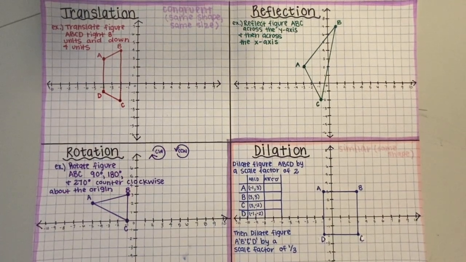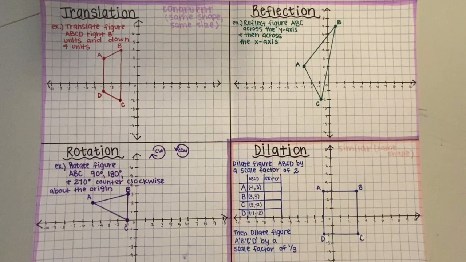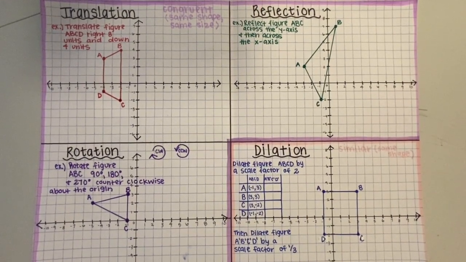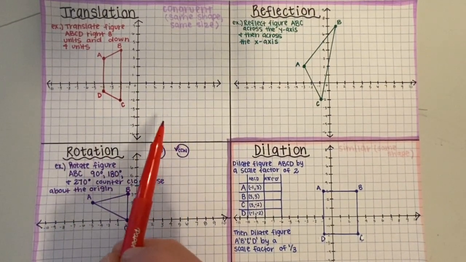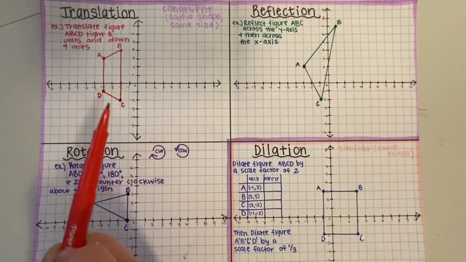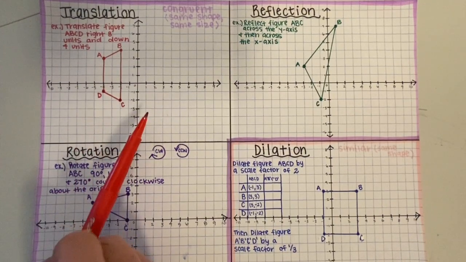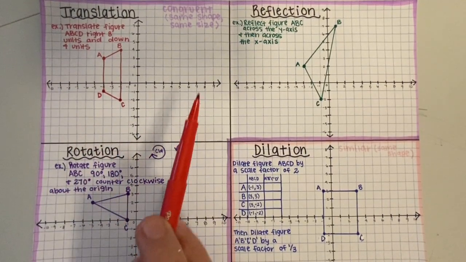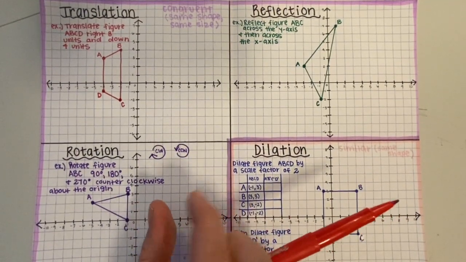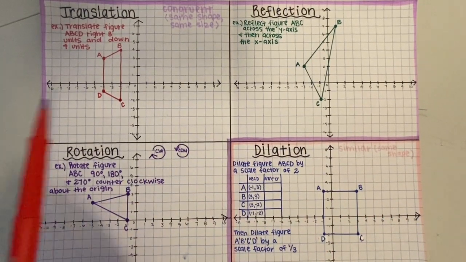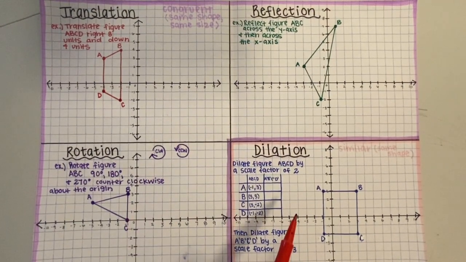In this video, we're going to learn about transformations. Transformations are just our way of moving about a two-dimensional figure in a two-dimensional plane. So I can slide my figure, I can flip my figure, I can rotate my figure, and I can make my figure larger or smaller. So we have 4 different types of transformations.